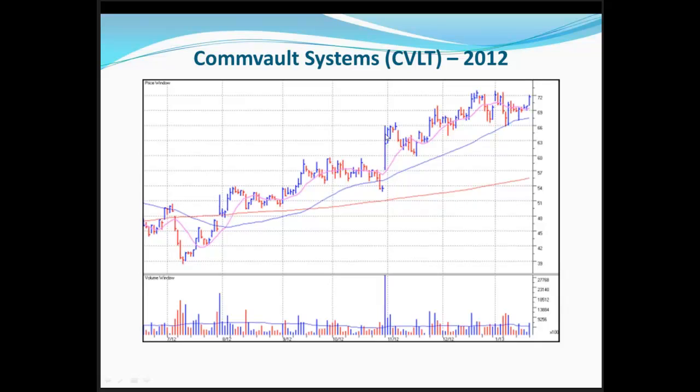Commvault Systems, it also started with a Buyable gap up coming out of this little flag or short base formation. I think this is about 6 weeks, 5, 6 weeks. See the huge volume, it comes out and streaks higher and continues to go higher from there. And today that stock is up at $74.